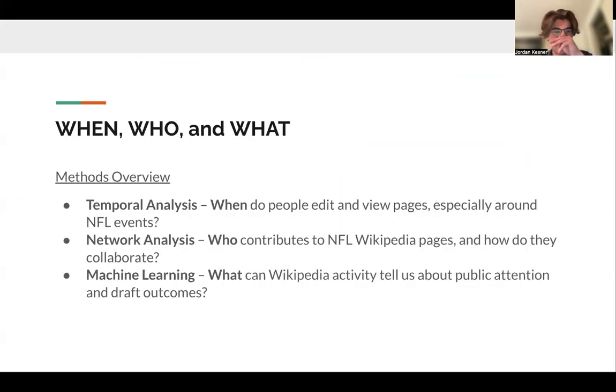Now, getting into what I did with all this NFL content on Wikipedia, I separated my work into three main research questions: the when, the who, and the what. Starting with the when, using temporal analysis, I looked at when people edit and view pages, specifically around major NFL events. I used network analysis to look at who contributes to the NFL Wikipedia pages and how they collaborate, as well as machine learning, looking at what Wikipedia activity can tell us about public attention and draft outcomes.